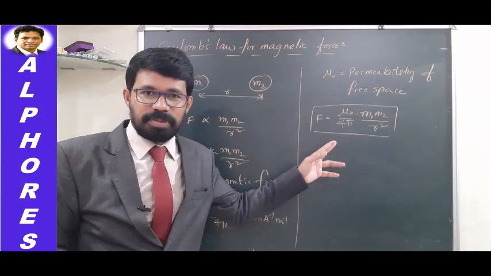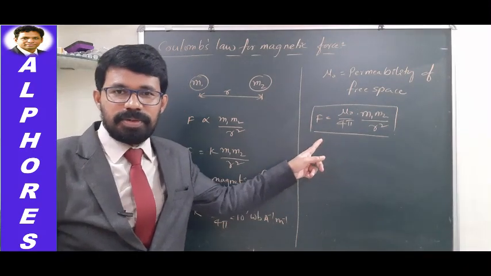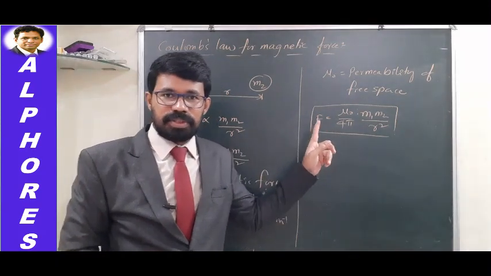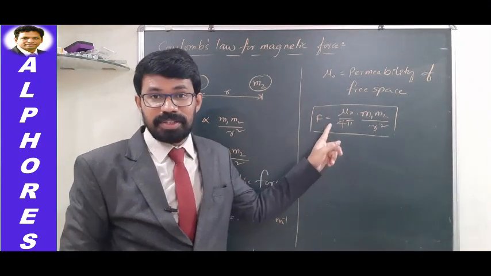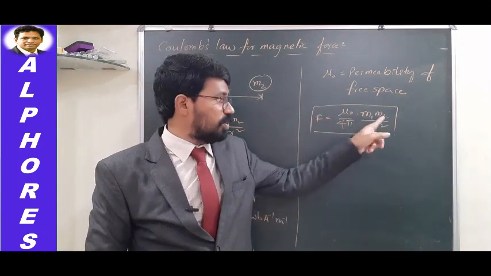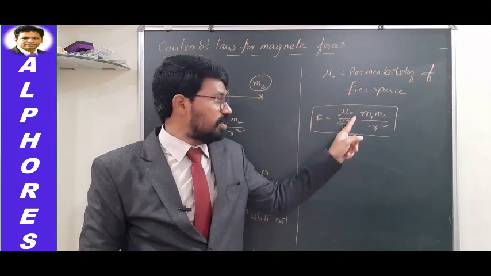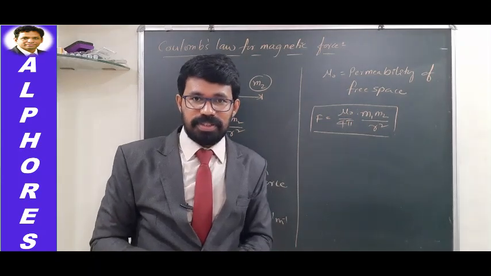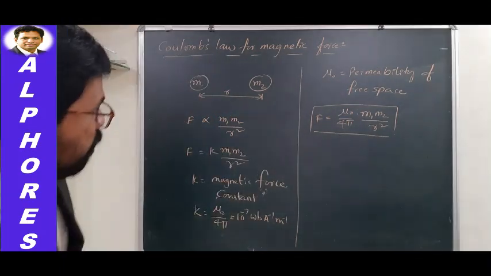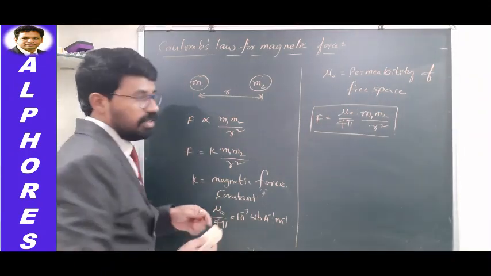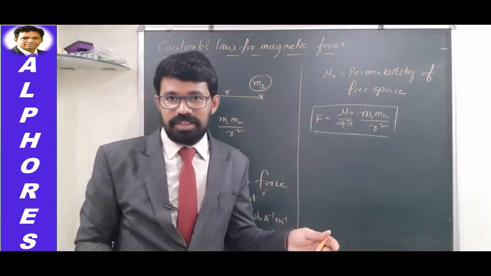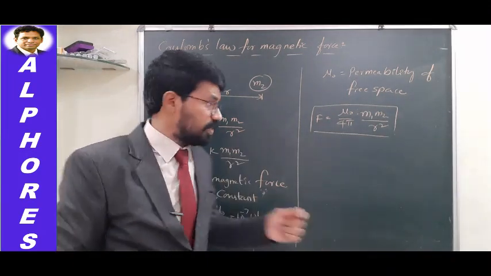It's very easy to remember because it is completely analogous to Coulomb's law of force in electrostatics, where we write F as 1 by 4 pi epsilon naught into q1 q2 by r square. Here it is mu naught by 4 pi into m1 m2 by r square, isn't it? So let us proceed with magnetic field induction. Like electric field strength, here also magnetic field strength is there. So let us talk about that.